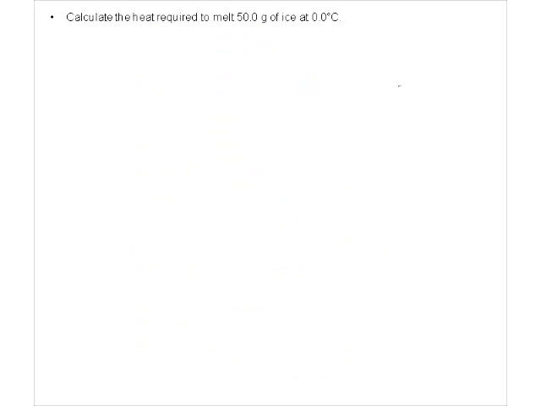So here's a typical type of calculation you would do with this enthalpy calculation. It says calculate the heat required to melt 50 grams of ice at 0. Now we've got to watch what the question is saying, because we're melting the ice at 0. There's no temperature change. So yes, they gave me the mass. Yes, I know what the substance is.